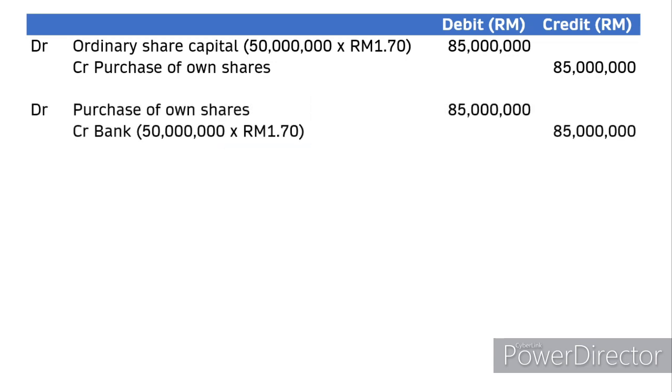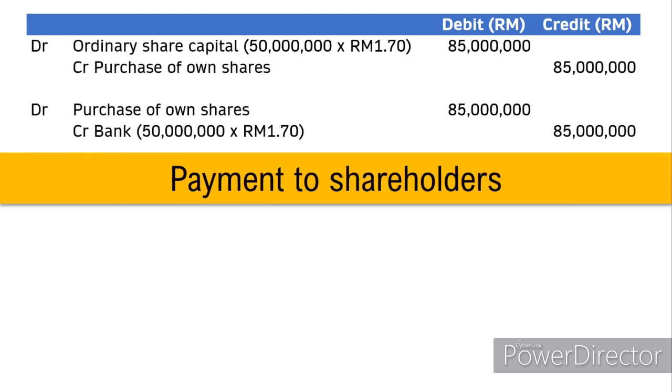Next is to make payment. So debit purchase of own shares, credit bank, the amount you bought from your shareholders. So you have to pay them. So this one is to record the payment to shareholders.